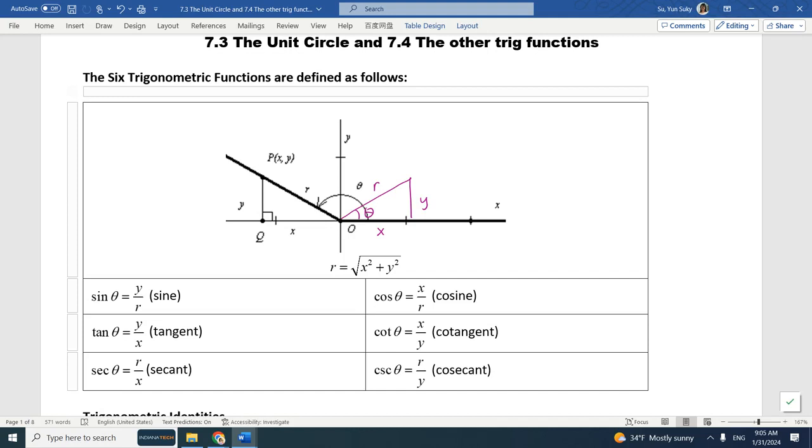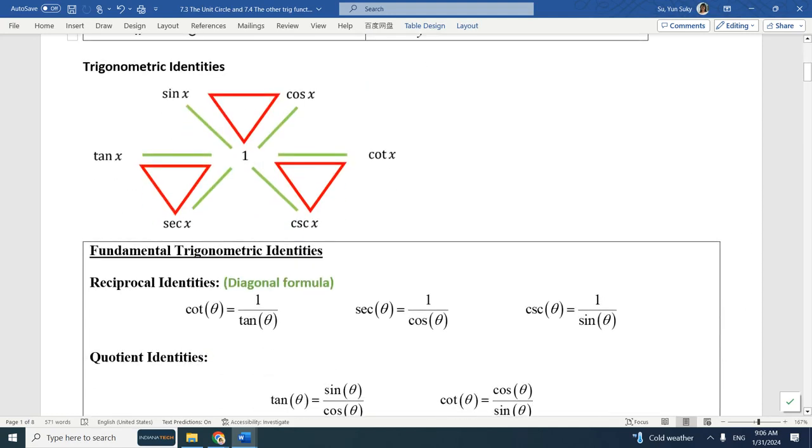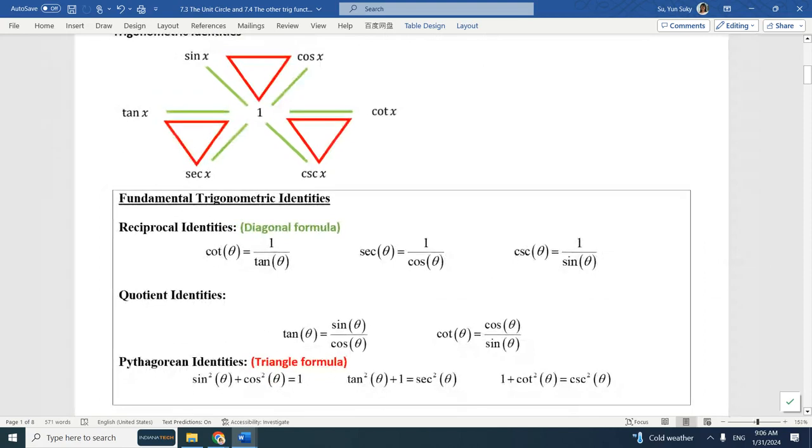Look at the second quadrant. Is your x positive or negative? Negative. Is your y positive or negative? Positive. How about the third quadrant? x is negative, y is negative. How about the fourth quadrant? x is positive, y is negative. Very good. And then the trig identities.